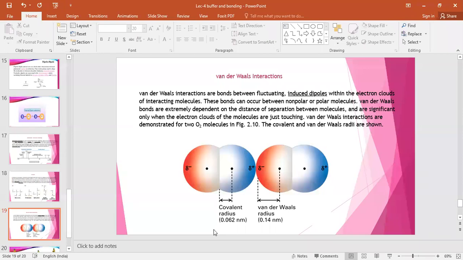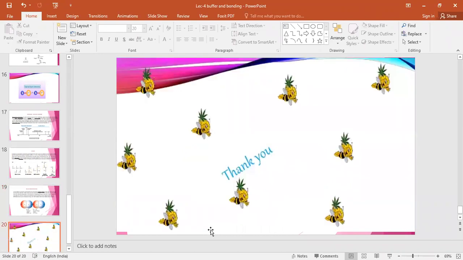Then this is the van der Waals interaction. In van der Waals also the same thing is there. Three types of interaction: dipole-dipole interaction, induced dipole and dipole interaction, and induced dipole and induced dipole interaction. The same thing is given, meaning positive-negative attraction. Remember the same things. This is all about the non-covalent bonding system and the buffer system.